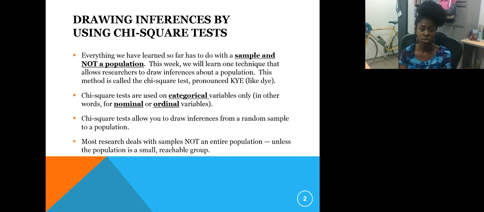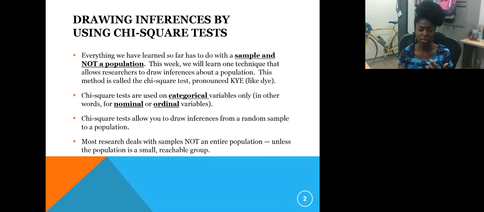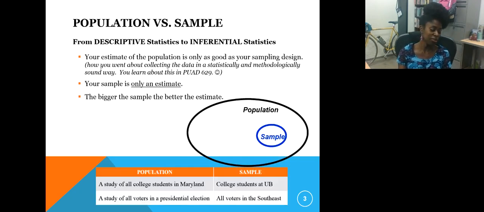Most researchers deal with samples, obviously not an entire population unless the population is a small, reachable group. And so that's why we see the census in most countries done every 10 years, right? Not every year, because that's not a small reachable group that you can just do whenever you so choose to do it.